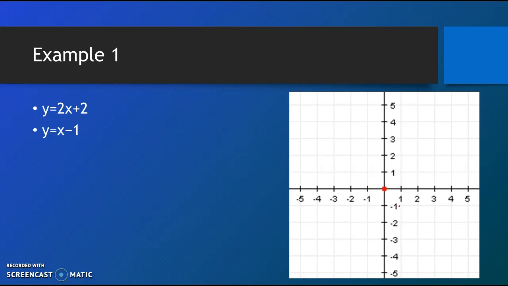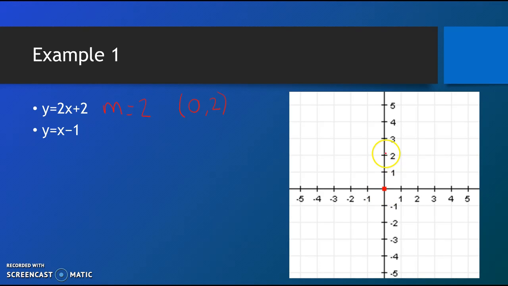So let's go ahead and do an example with this. We're going to have the equations y equals 2x plus 2 and y equals x minus 1. Looking at both of these equations, they're both in slope-intercept form, y equals mx plus b. So we can look at the first one and show that our slope is going to equal 2 and our y-intercept here is going to be 0, 2. So we can use that to graph our equation.